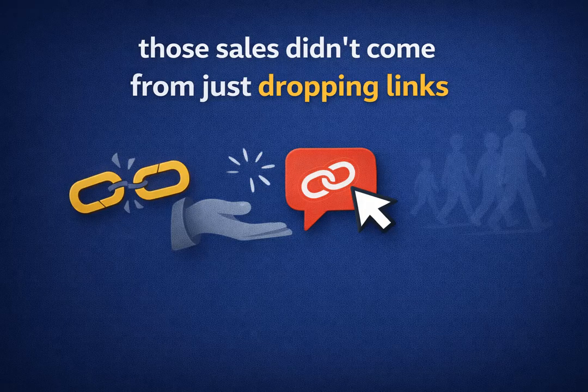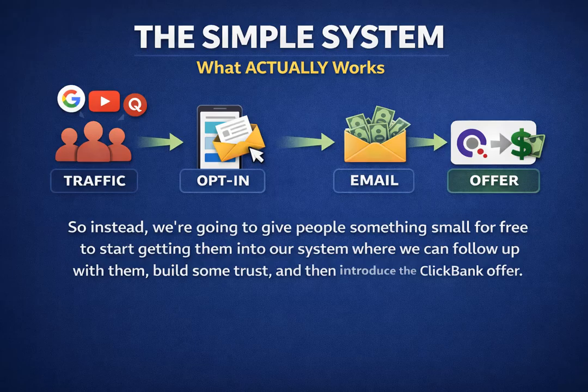So I've made a few sales on ClickBank, nothing massive yet, but enough to prove this works. And what I realize is this: those sales didn't come from just dropping links. They came from having a simple system behind it. So your system becomes traffic, lead, email, offer. So let me quickly break this down step by step and show you how this actually works in practice.